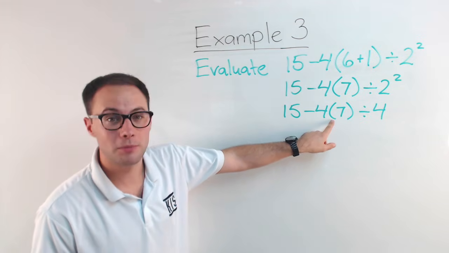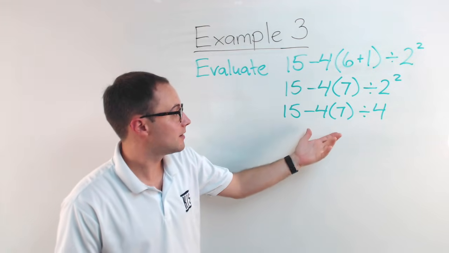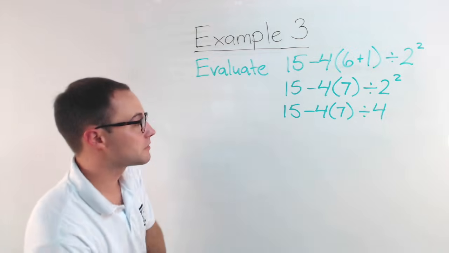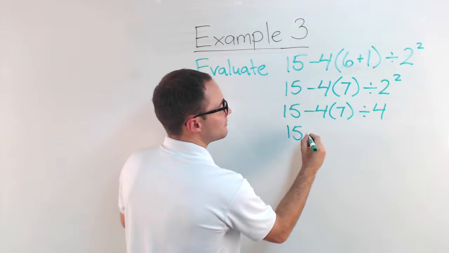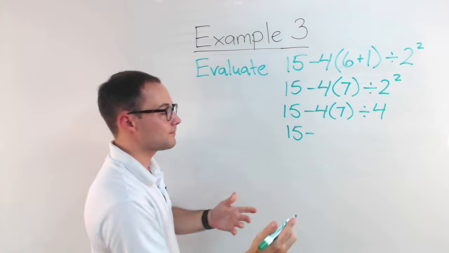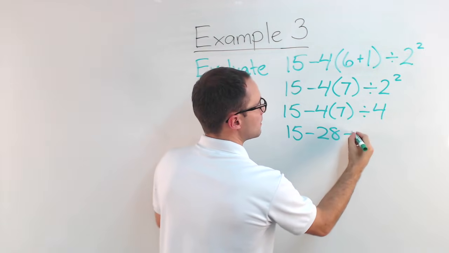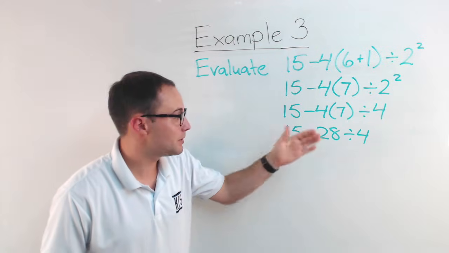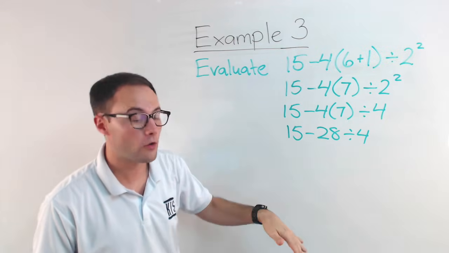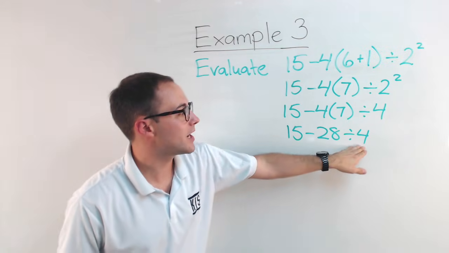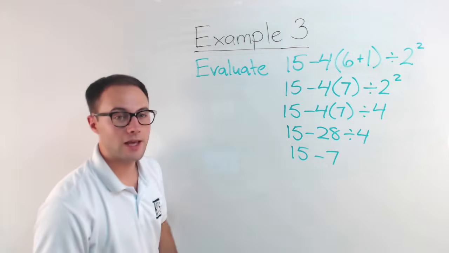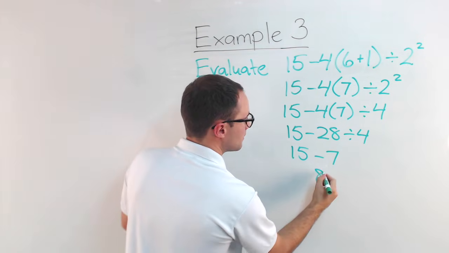So that means multiplication, and now we have multiplication and division going left to right. That multiplication comes first. So I've got 15 minus 4 times 7 is 28 divided by 4. I'm not going to do the subtraction because I have division, which comes before. So 28 divided by 4 is 7, and 15 minus 7 is 8.